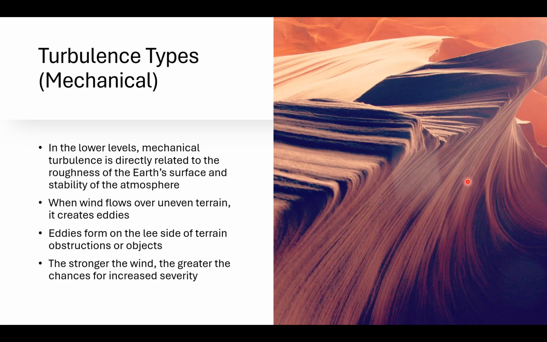Mechanical turbulence, on the other hand, in the lower levels, is directly related to the roughness of the Earth's surface and the stability of the atmosphere. So the rougher the terrain, let's say it's more mountainous, as well as a day in which we have a lot of instability, that's going to give you your worst cases of mechanical turbulence. When wind blows over this uneven terrain, it's going to create these eddies.